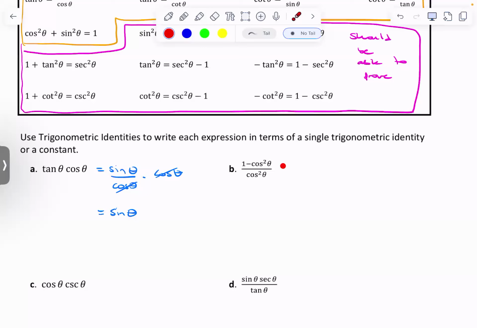What if we have to do 1 minus... I need you to boost my numbers. That's the trig formula sheet that you'll have in practice.